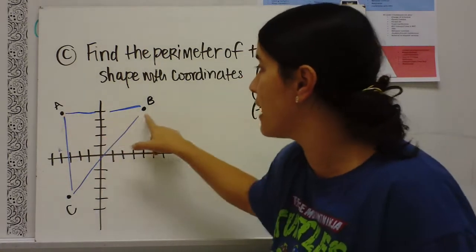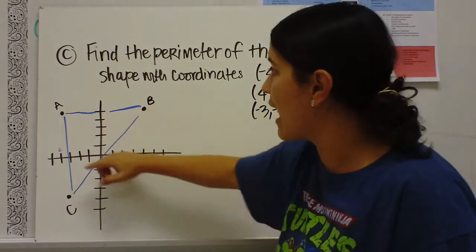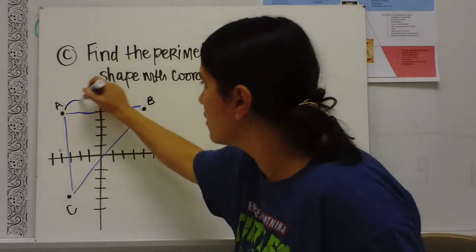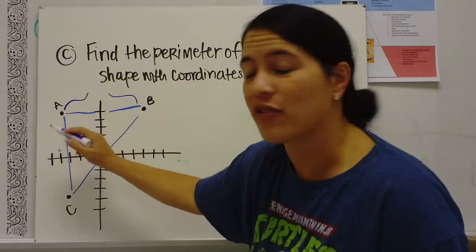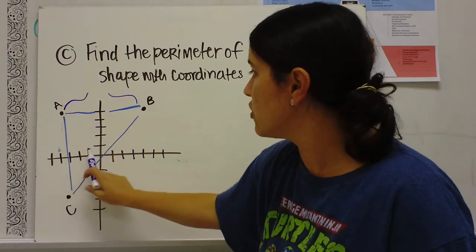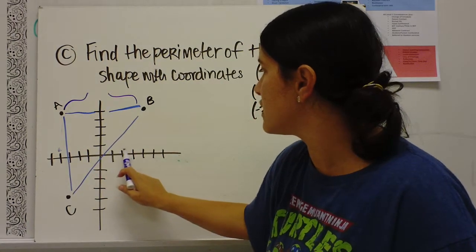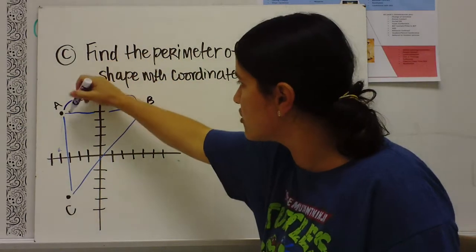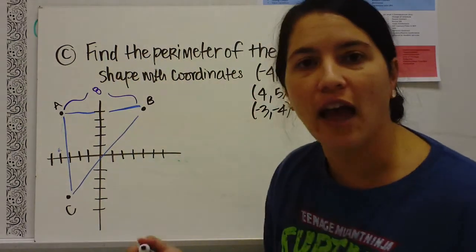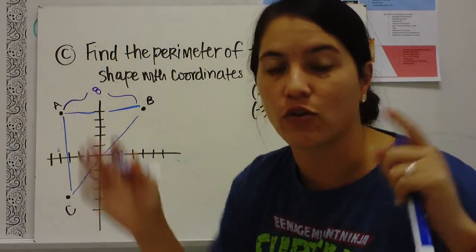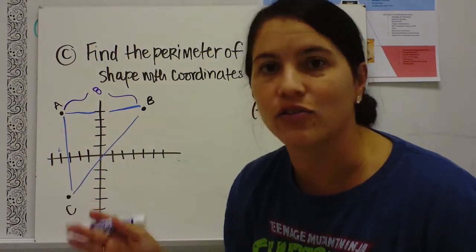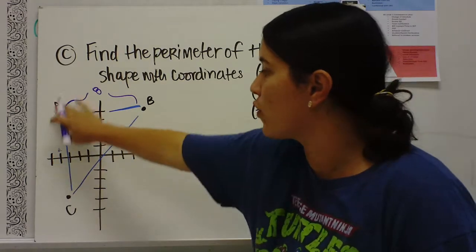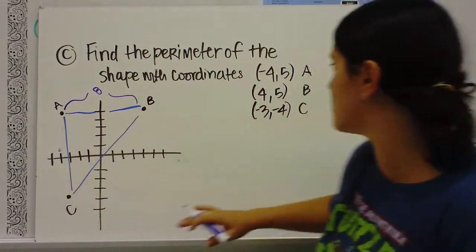Now I can see from A to B, they're both at positive 5. So from here to here, I can just count over: 1, 2, 3, 4, 5, 6, 7, 8. From here to here, the distance is 8 because I just counted over. That can only happen if it's in a straight line, either vertical or horizontal. If it's diagonal, you have to use the distance formula. So from here to here, I'm going to use the distance formula, and from here to here, I'm going to use the distance formula.